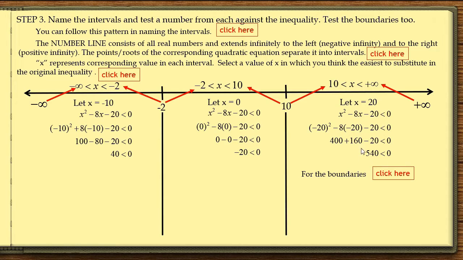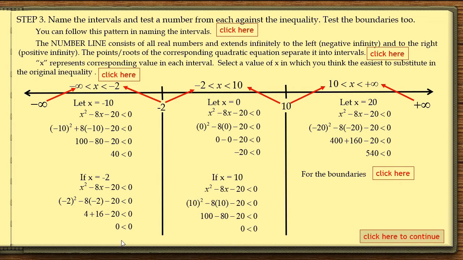to obtain this answer. And for the boundaries or the solutions, this will be our answers. If you notice, the answer here is equal to 0, because -2 and 10 are solutions of the quadratic equation.